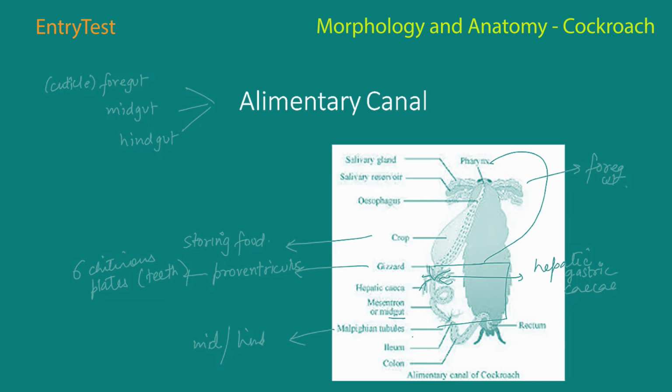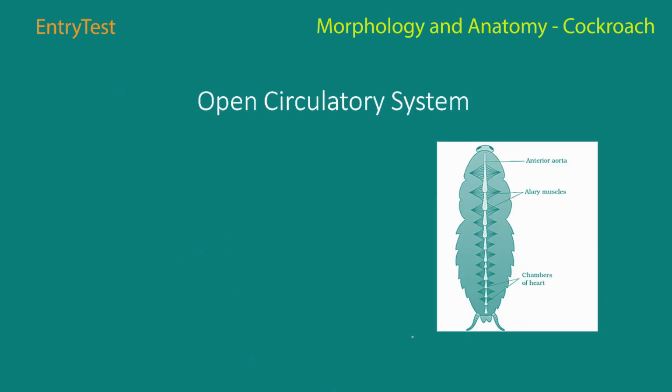The next important system is the blood vascular system, which is actually of open kind. In case of cockroaches, there are no vessels. It's open type. The blood vessels are very poorly developed and they open into the space known as hemocoel. The visceral organs located in the hemocoel are bathed in blood, and that blood is known as hemolymph.